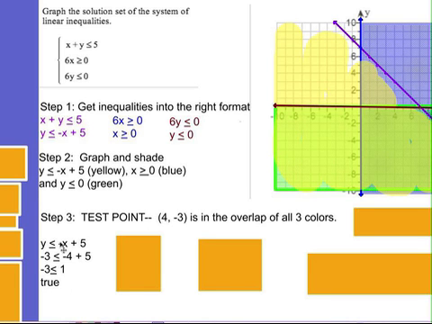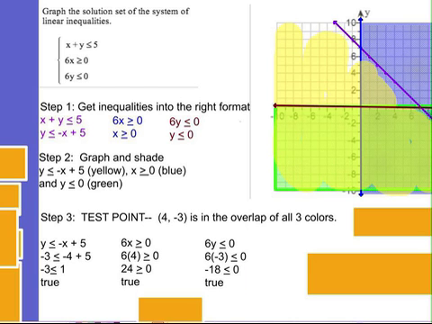For my second equation, this time I only had to plug in the x since there is no y. So 6 times 4 is greater than or equal to 0, which is true. And I do the same thing for my third equation, this time using the y. 6 times -3 is -18, which is less than or equal to 0.